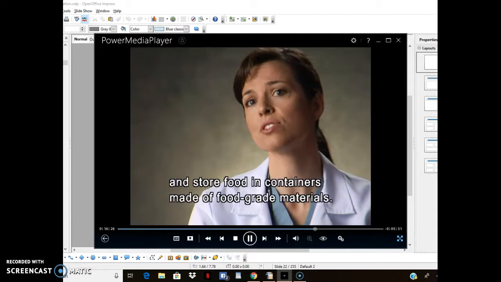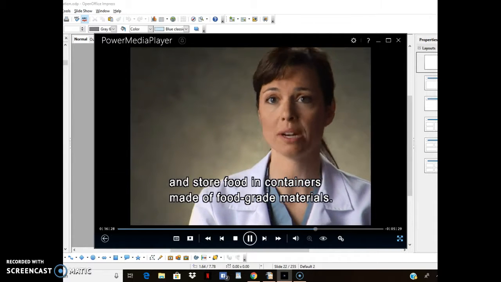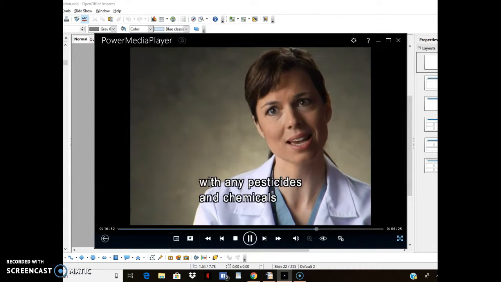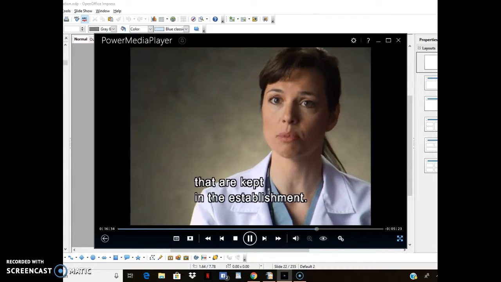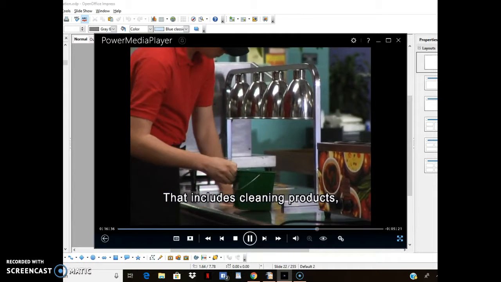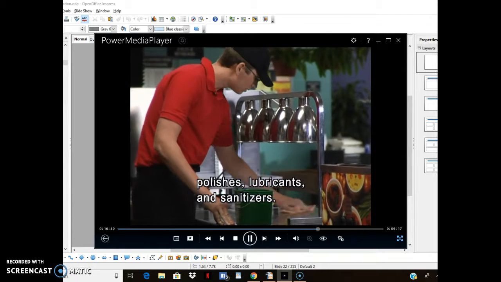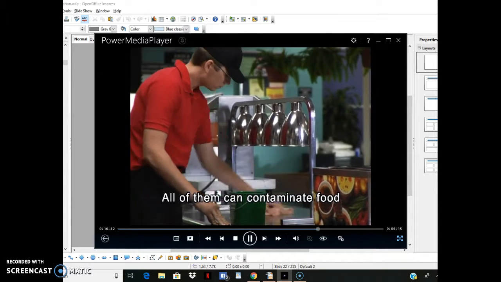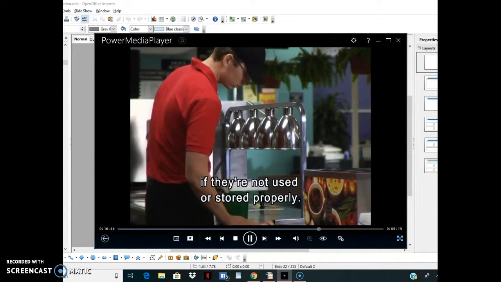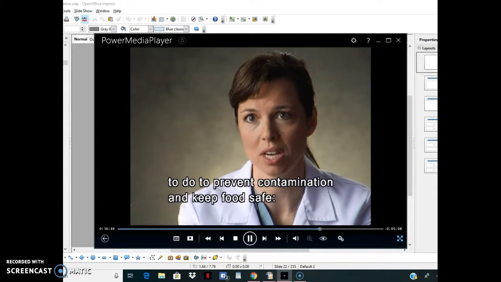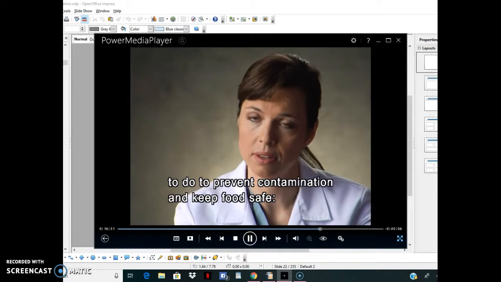So you must prepare and store food in containers made of food-grade materials, and you have to be very careful with any pesticides and chemicals that are kept in the establishment. That includes cleaning products, polishes, lubricants, and sanitizers. All of them can contaminate food if they're not used or stored properly. Here's what you absolutely have to do to prevent contamination and keep food safe.